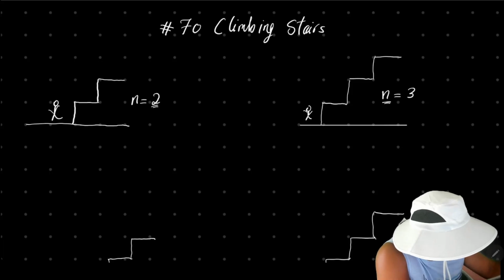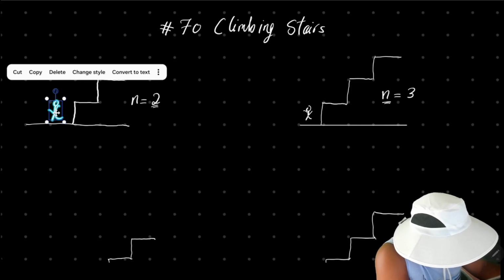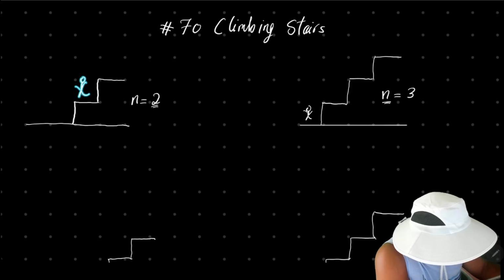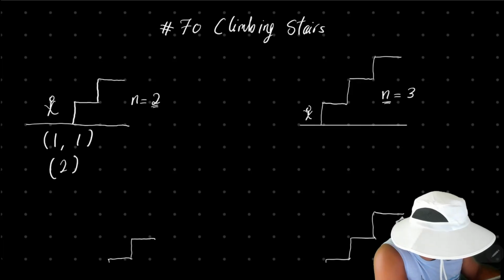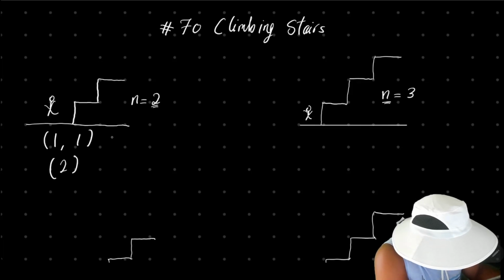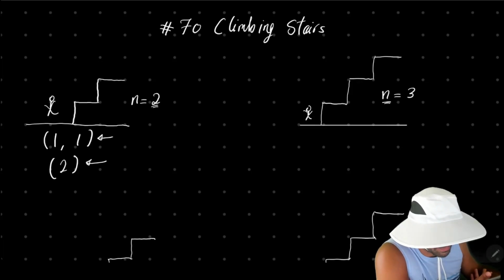So for example, if you look at this little dude over here, the problem is telling you he can just take 1 step and then another 1 step, or he can just take one big leap of 2 steps. So if you count how many ways this little guy managed to get to the top, he can take 1 and then 1, that gives you 2. 1 plus 1 is 2. Or he could just take one big jump of 2 steps. You notice the numbers inside these parentheses add up to the number of steps in the staircase, right?